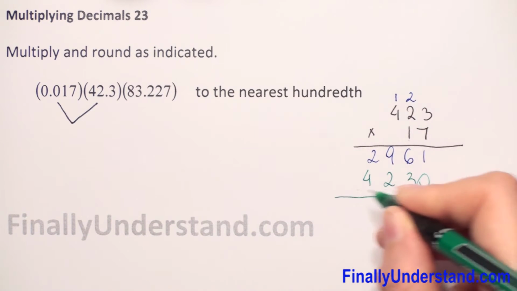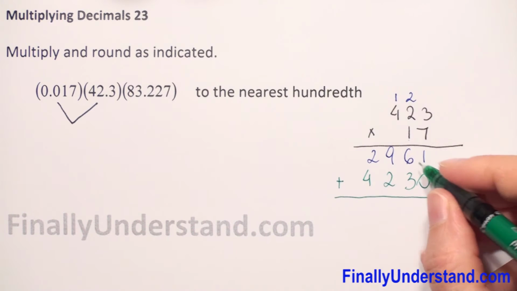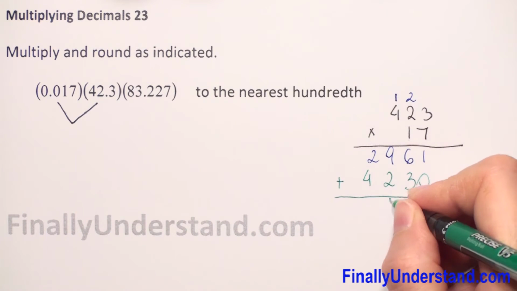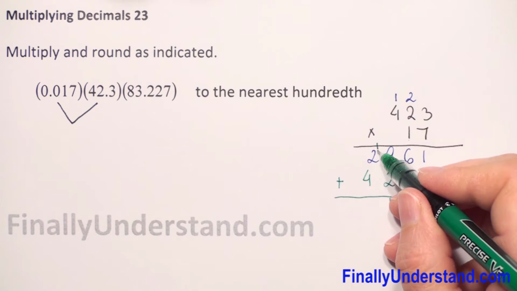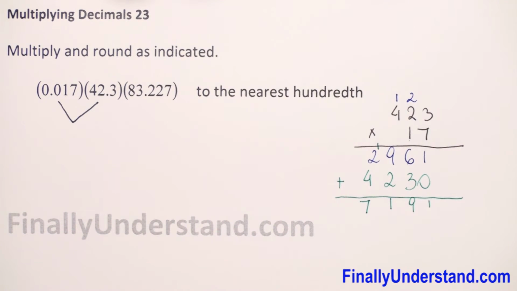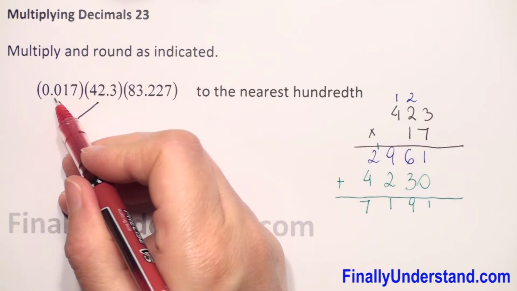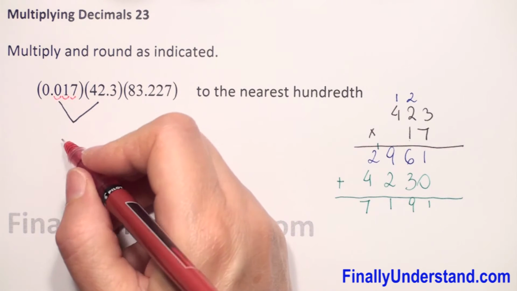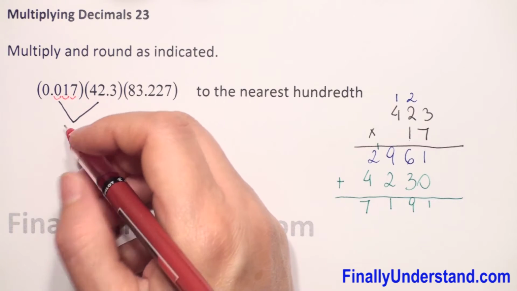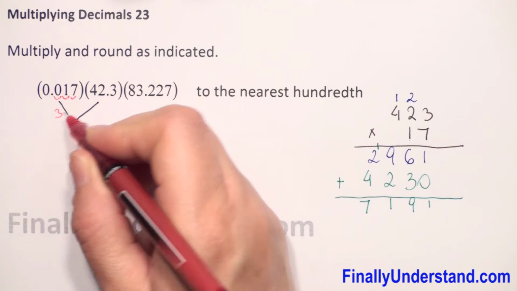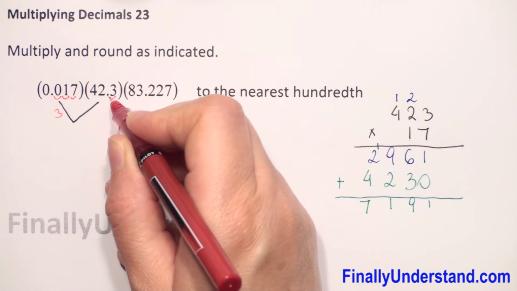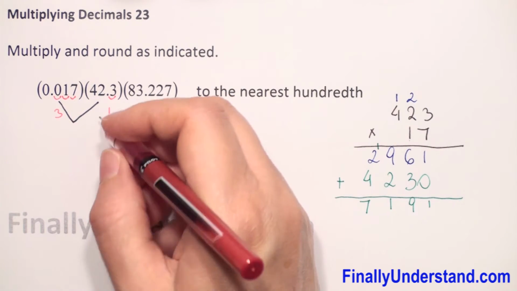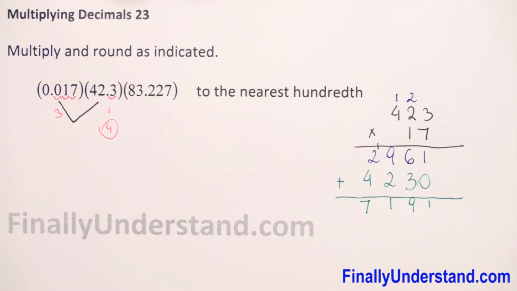And now we have to do addition. So we have 1, 9, 11. So we have to add 1 to the next column. So it will be 7. Next, we have to check decimal places. In the factors, we have 3 digits after the decimal point in the first decimal number, so we have 3 decimal places. And in the second, we have only 1 digit after the decimal point, so we have 1. 3 plus 1 is 4, so we need to have 4 decimal places.